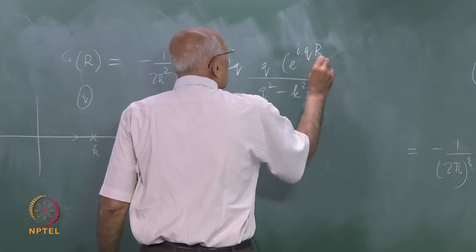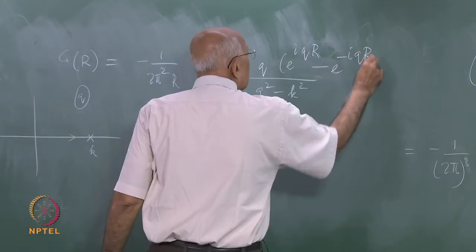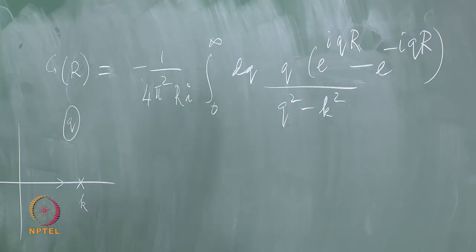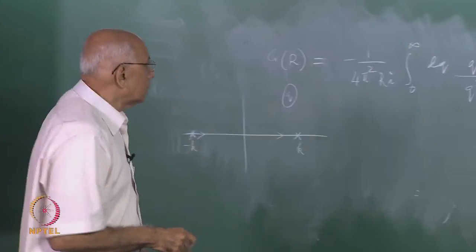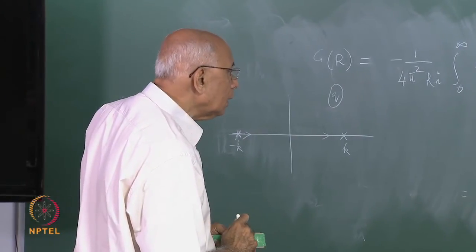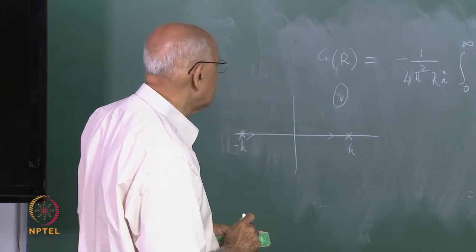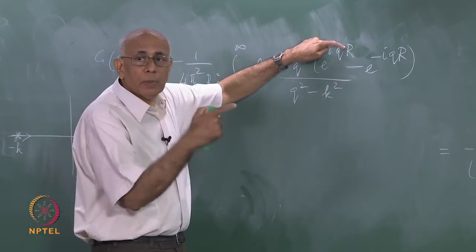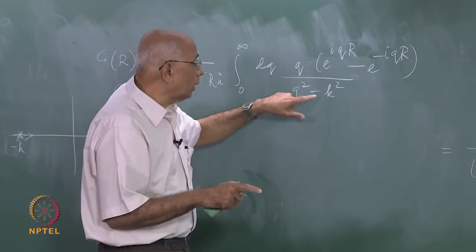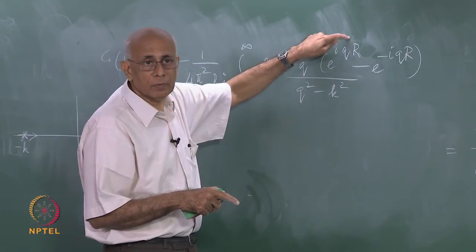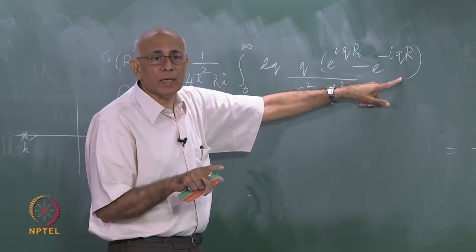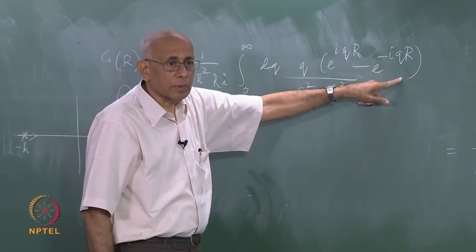I need not have done this, I could have retained this form, minus I qr over 2I, so that becomes a 4 pi squared in this form. I hope I have kept all the factors of 2 correctly, otherwise we are in trouble. Now this term here, if I pick up the contribution from the pole at q equal to plus k, I am in good shape for this one. For this I must pick up the contribution from the pole at minus k, so that I get e to the I kr up on top, right.